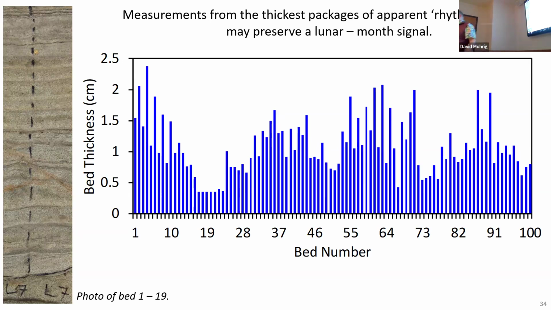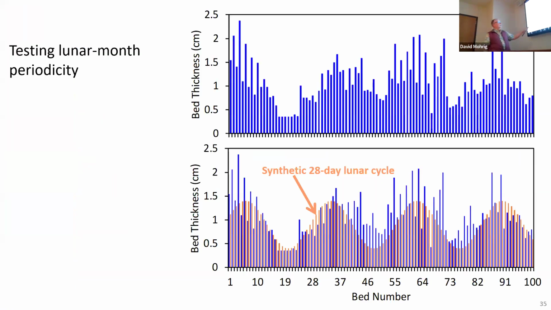And so this just shows some, we marked them off after we counted them because we didn't want to lose track of where we were. And so you can see they go up and down and up, it looks periodic. And in fact, if you take a 28-day lunar cycle and superimpose it on there, it's pretty impressive.